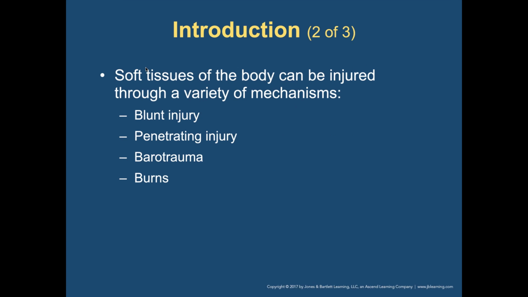Soft tissue of the body can be injured through a variety of mechanisms. So when we talked about blunt and penetrating trauma, those are two of your major ways. Barotrauma can do it, which is commonly seen in blast injuries when we talked about those primary, secondary, tertiary injuries. The barotrauma from that primary shock wave can do damage. And then burns may also result in soft tissue injuries.